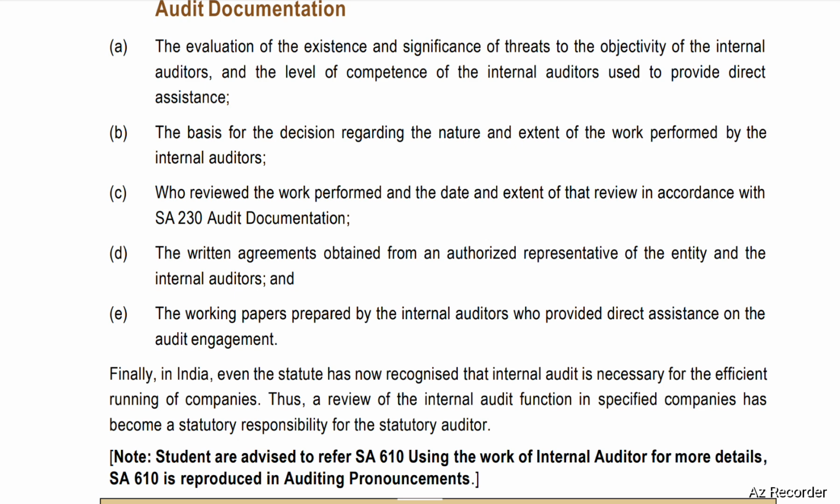Finally, in India, even the statute has now recognized that internal audit is necessary for the efficient running of companies. Thus, a review of the internal audit function in specified companies has become a statutory responsibility for the statutory auditor.